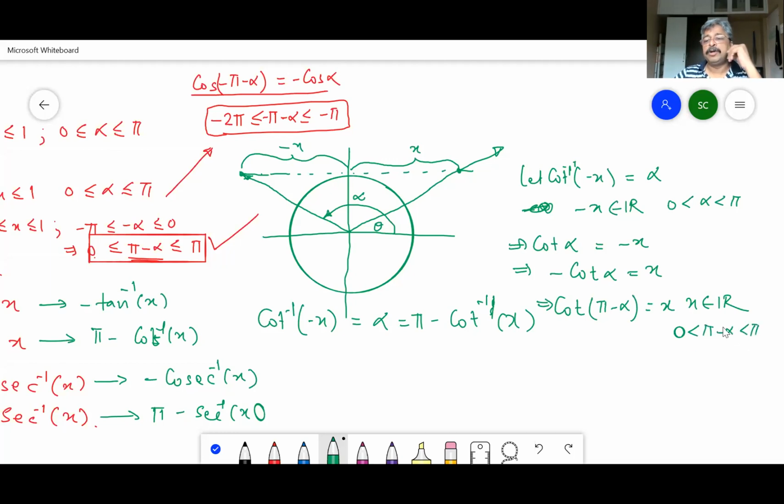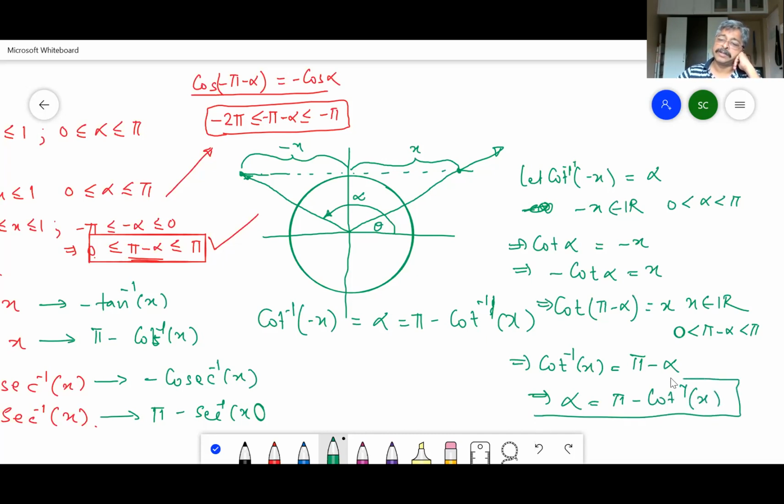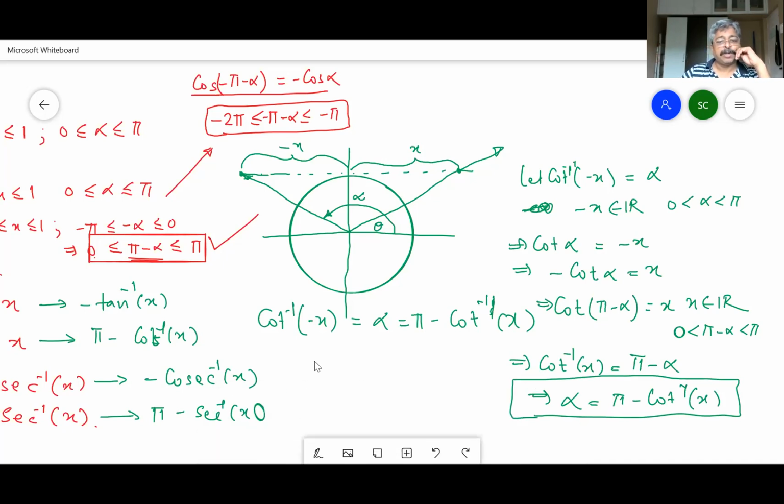We should be able to prove this, but it is simple. If alpha belongs to 0 to pi, then pi minus alpha will also belong to 0 to pi. And therefore we are capable of taking the inverse. Cot inverse of x is equal to pi minus alpha, and therefore alpha is equal to pi minus cot inverse of x. Exactly the same as earlier. Understood? Next problem.